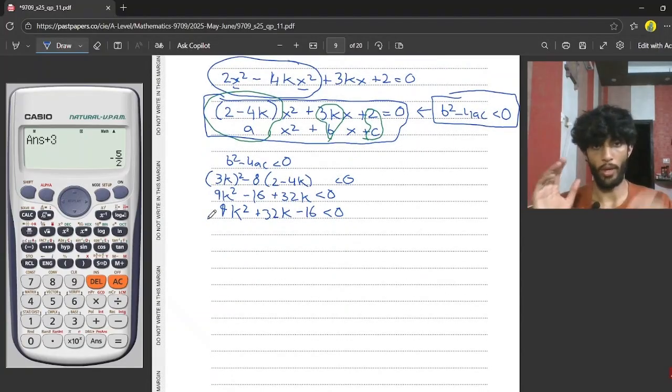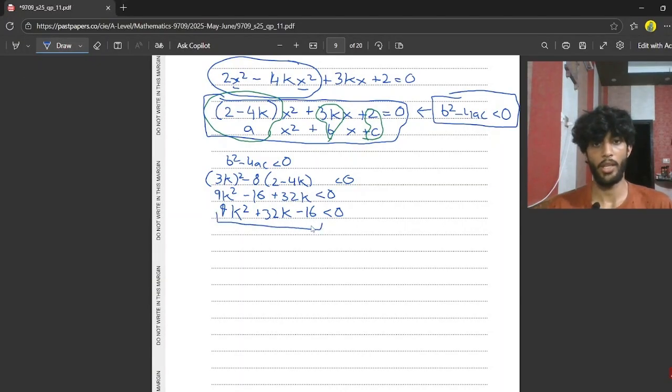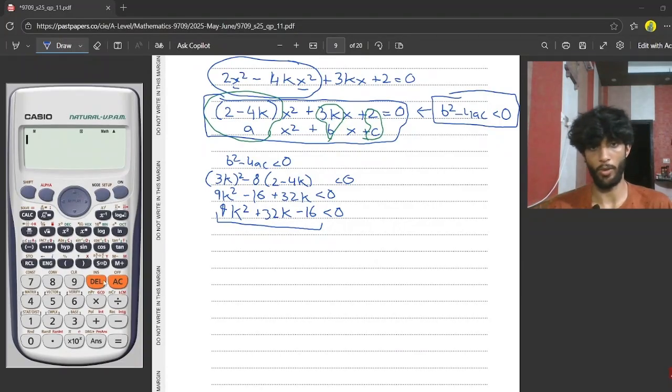Now we can solve the quadratic part of this. How to solve this, I've given in my quadratics video, but if you haven't watched that, then there's not much I can do about that. So I'm just going to solve this equation here, and this time I'm going to use the quadratic formula as usual. So this is going to be minus b, so minus 32 plus or minus the square root of 32 squared minus 4 times a, which is 9, times c, which is negative 16, divided by 2 times a, so 2 times 9.